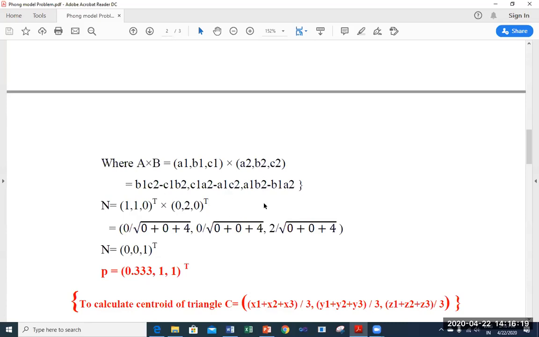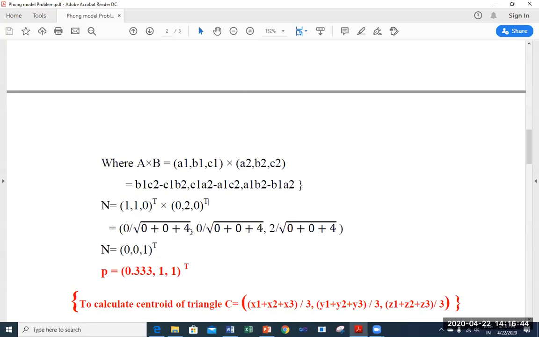So what is the cross product A cross B value? 0 comma 0 comma 2. So 0 comma 0 comma 2 divided by the modulus of AB. The modulus of AB is the square root of A square plus B square plus C square, right?